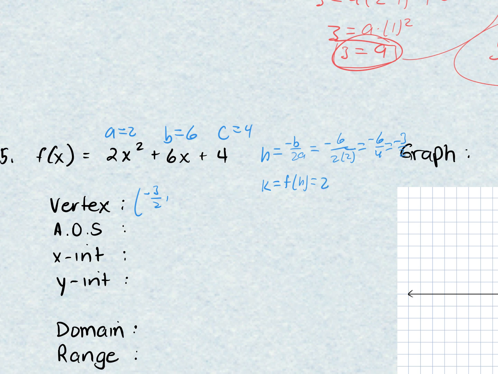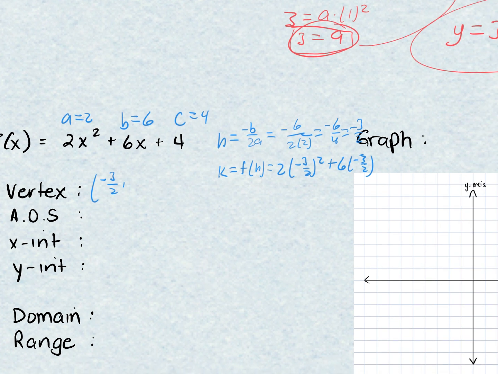All right, so let's plug that in. We get 2 times negative 3 over 2 squared plus 6 times negative 3 over 2 plus 4. That's going to give you 2 times 9 over 4. Remember that when you square a fraction, you can just square the top and square the bottom: 3 squared is 9, 2 squared is 4. And then plus 6 times negative 3 over 2 is going to get you negative 18 over 2, plus 4. Then you can simplify this however is easiest for you.